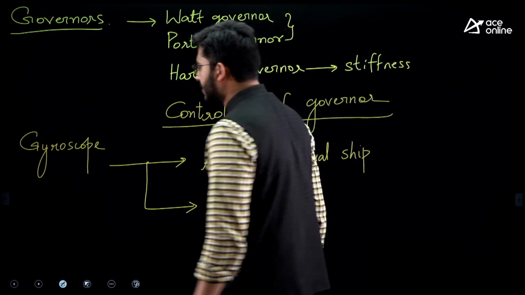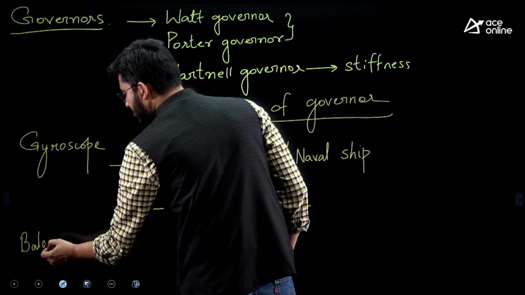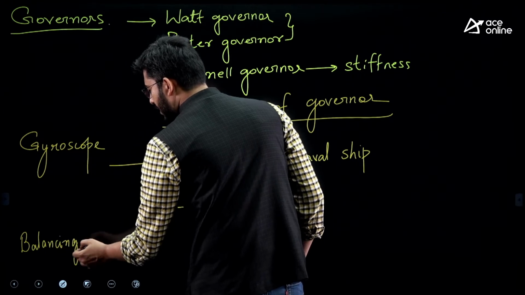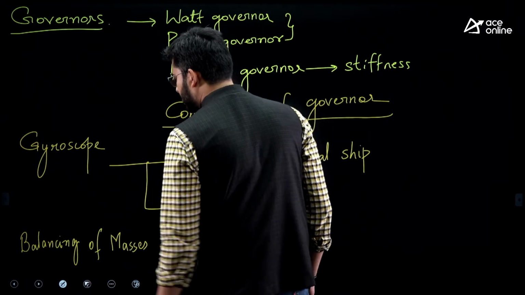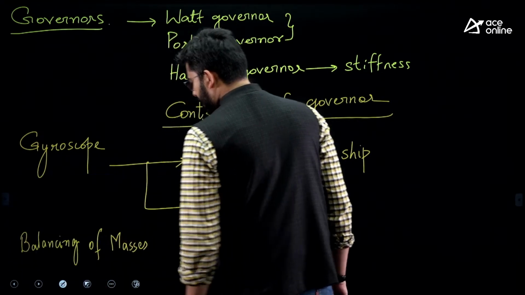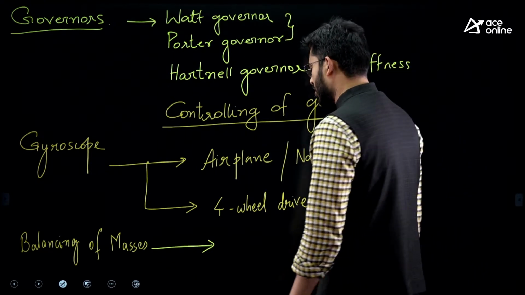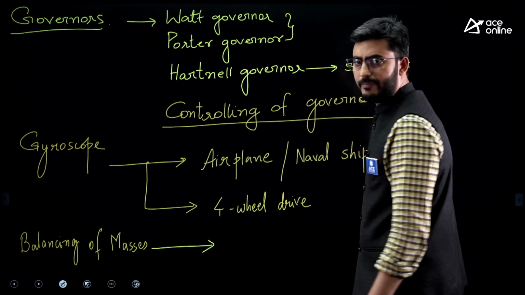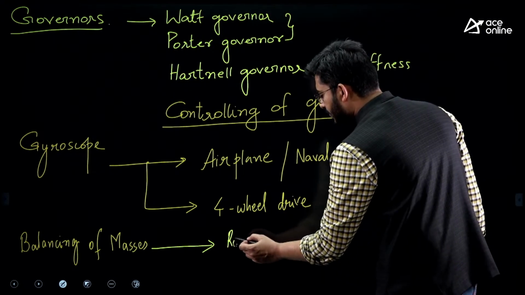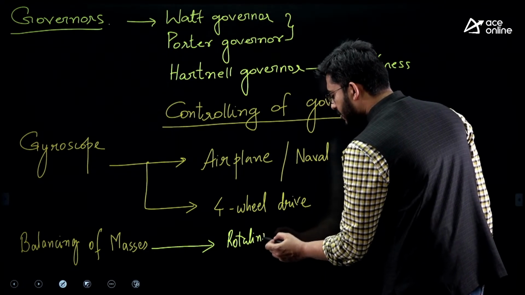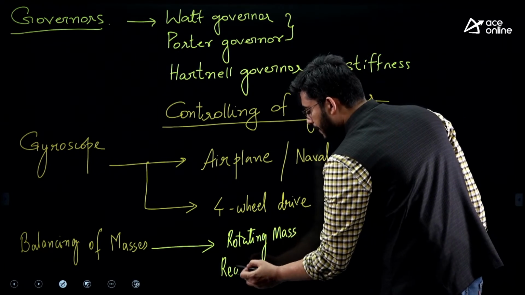Okay. So gyroscope is another chapter. After it, guys, we have balancing of masses. This chapter, guys, they have given very least preference. Actually, very few times were questions asked. Balancing of masses. So here we have two types of balancing. One is the balancing of rotating masses, and reciprocating masses.